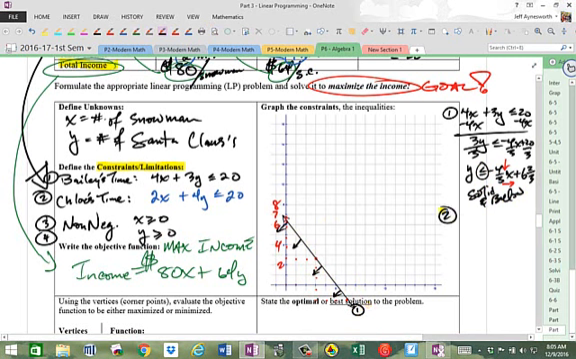Inequality 2. Take the second one here. It's going to be a little bit easier. 2x plus 4y is less than or equal to 20. Going to subtract 2x. You get 4y is less than or equal to negative 2x plus 20. Divide everything through by 4. And y is less than or equal to negative 1/2 x plus 5. This one is a little bit easier.